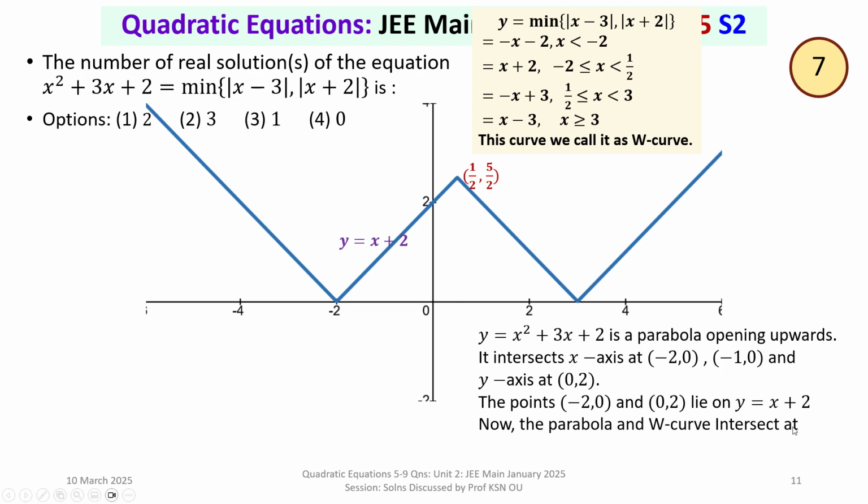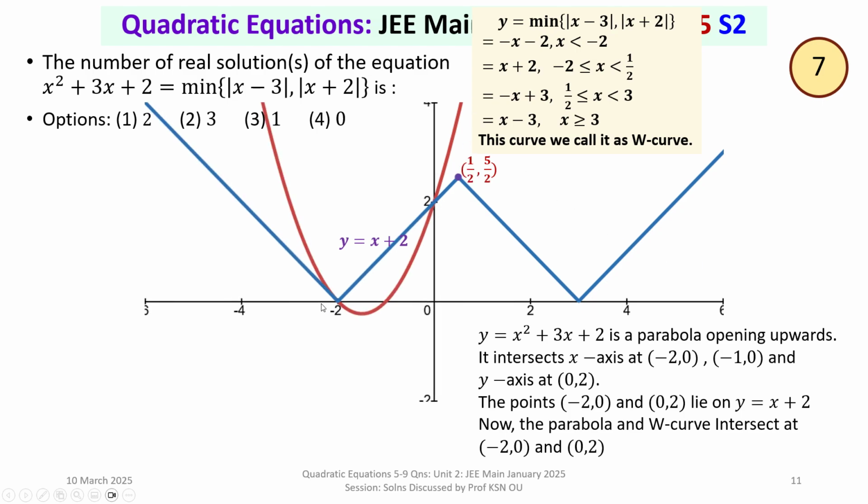parabola and the W curve intersect at minus 2 comma 0 and 0 comma 2. Right? So minus 2 comma 0 and 0 comma 2 are on y is equal to x square plus 3x plus 2, that is on the parabola. And these 2 points are also lying on our W curve. Therefore, the points of intersection are these 2 points. So that is the parabola coming out and intersecting at x is equal to minus 2 and x is equal to 0. So minus 2 comma 0 and 0 comma 2. These are the 2 points of intersection.